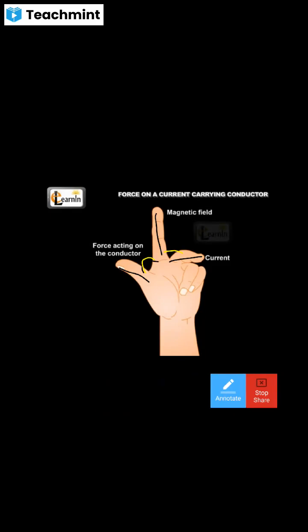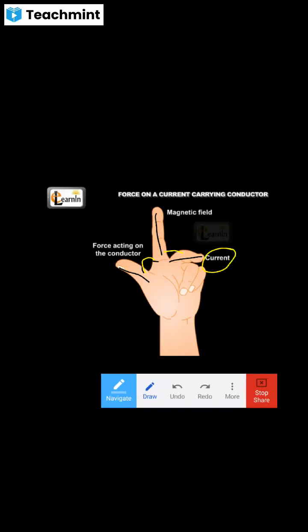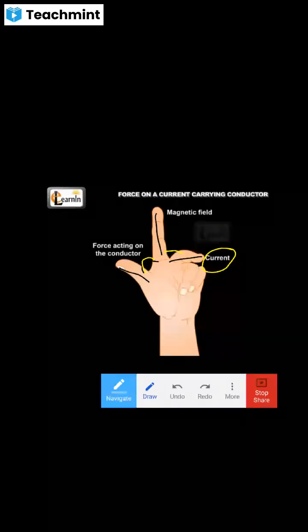So you should write, if you get the question like state Fleming's left hand rule, you should say the three fingers of left hand, the thumb, the index and the middle finger, held mutually perpendicular to each other. Then the middle finger represents current.